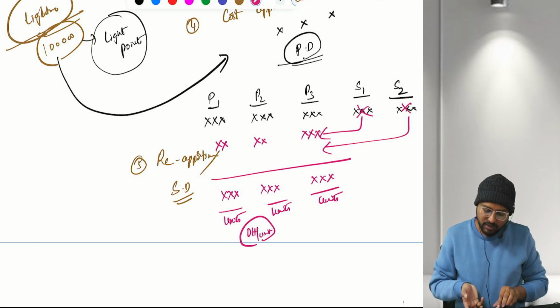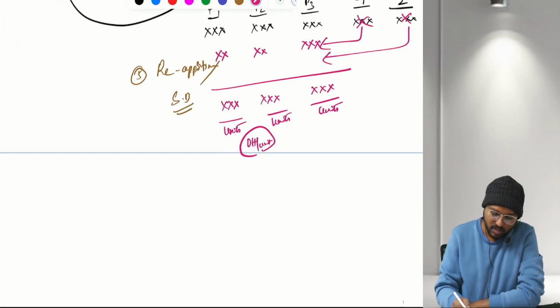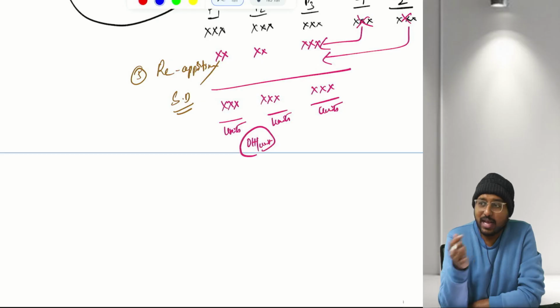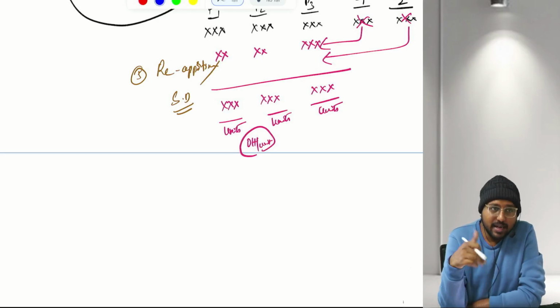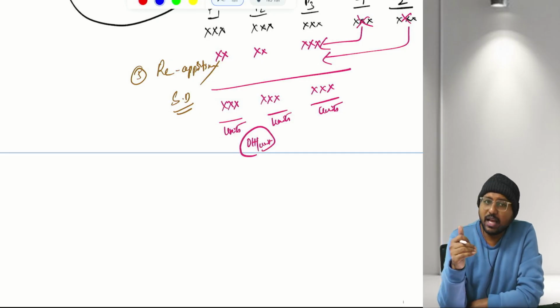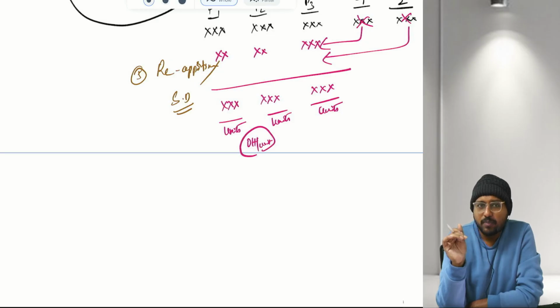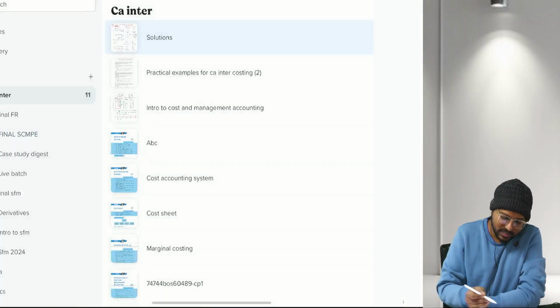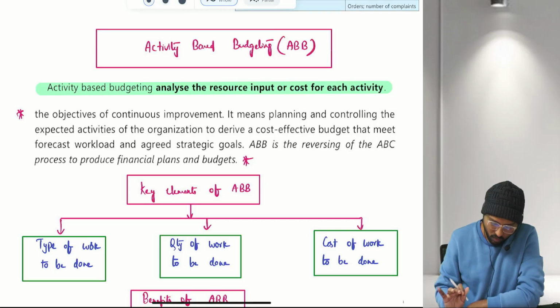But of course, if we dig deep, with respect to this particular step, that is reapportionment or secondary distribution, we have so many methods. We have direct distribution method, we have step ladder method, and we have reciprocal services method. Under reciprocal services, we have simultaneous equations method, redistribution method, and trial and error method. You got it? Don't worry, once we start solving, you'll be able to get it. Now, we'll just have a look into those methods one time, okay?